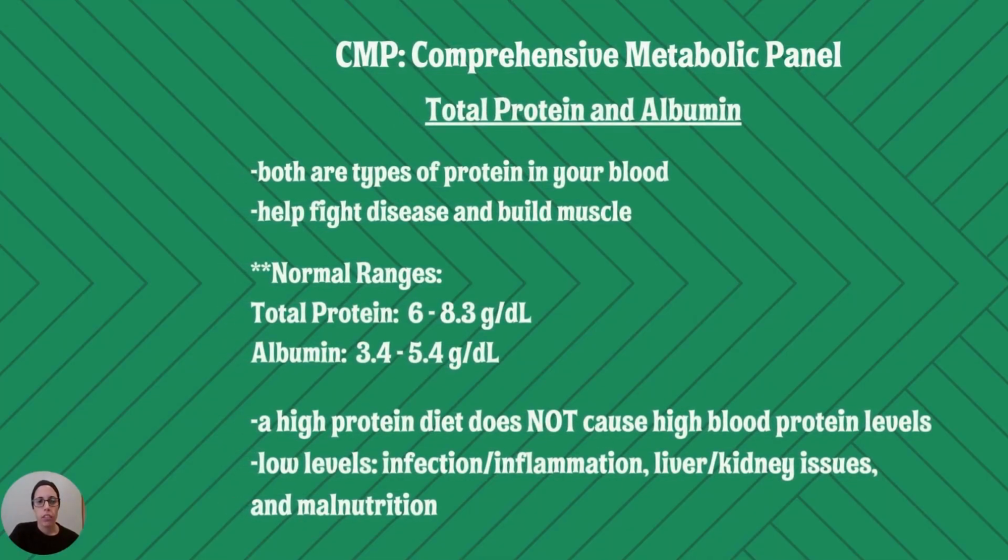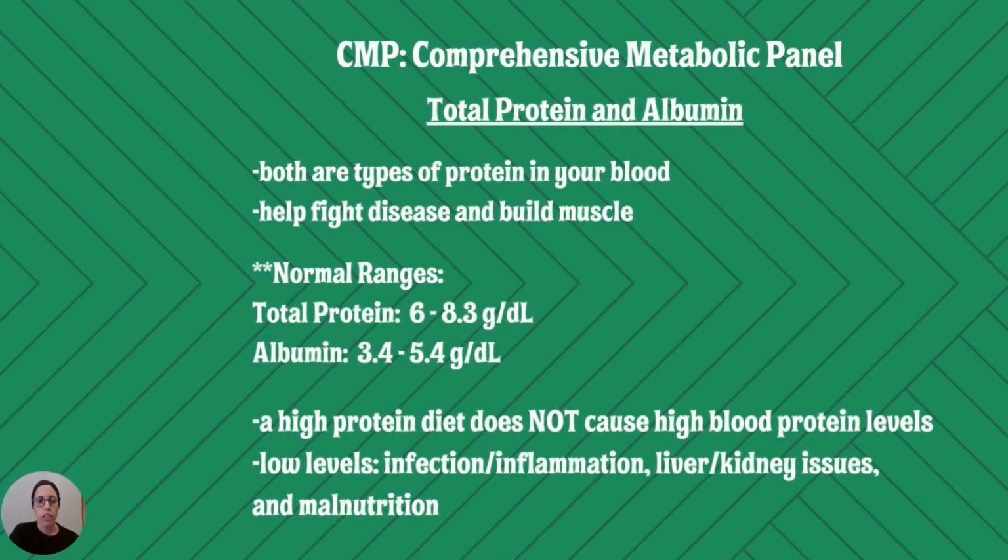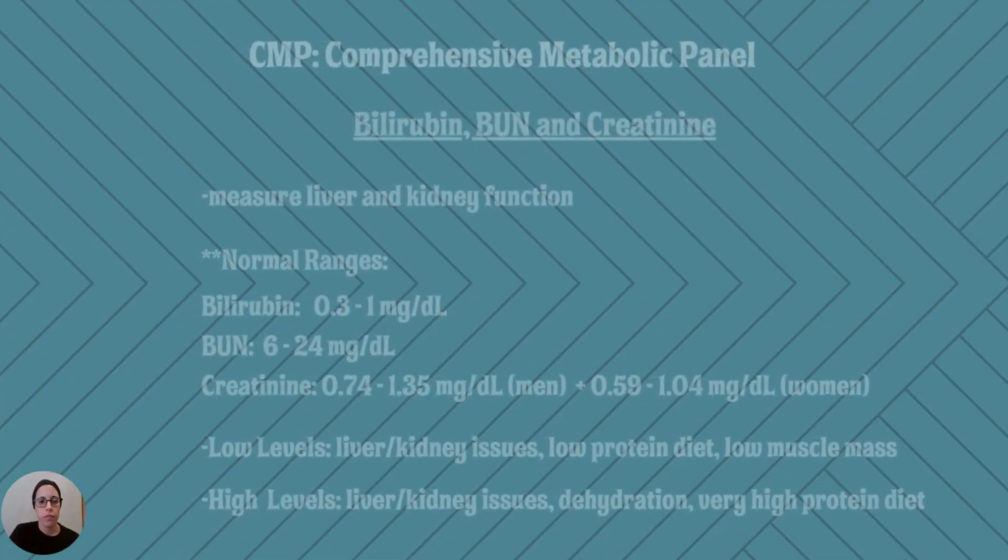So the next couple of values as part of the comprehensive metabolic panel are your total protein and your albumin. These are both types of protein in your blood. They help fight disease and build muscle. And the normal values for these are listed on your screen there. It's a common misconception that a high protein diet causes high blood protein levels; it actually does not. And low levels of these are most likely caused by infection and inflammation, liver and kidney issues, and also malnutrition in extreme cases can cause low levels of these numbers.